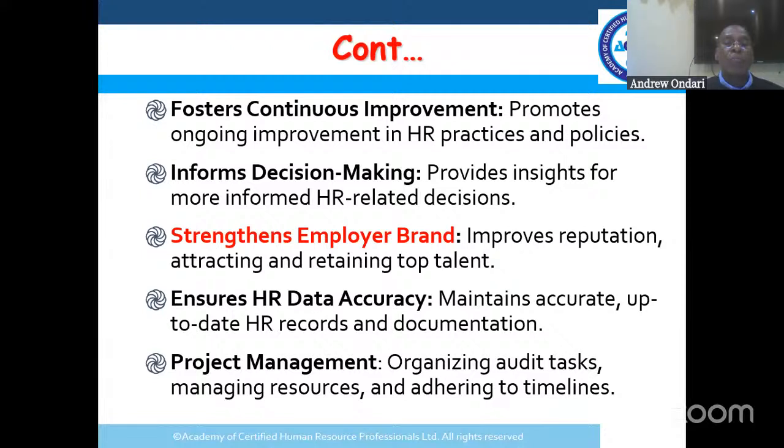Another purpose of HR audit is continuous improvement. As we start conducting these audits, it's not a one-off thing, it's a continuous process. Depending on what policies you put in place, I recommend that you conduct your HR audits after every 5 years in tandem with your strategic plan. Why in tandem with your strategic plan?